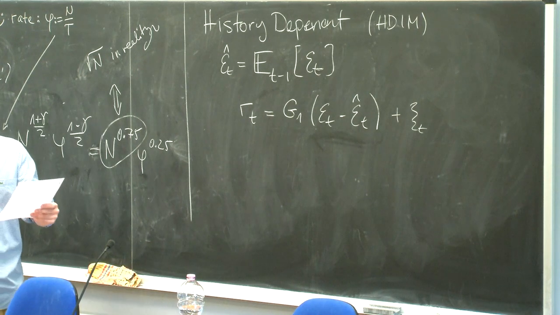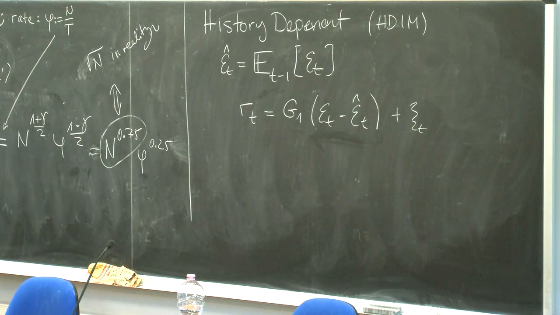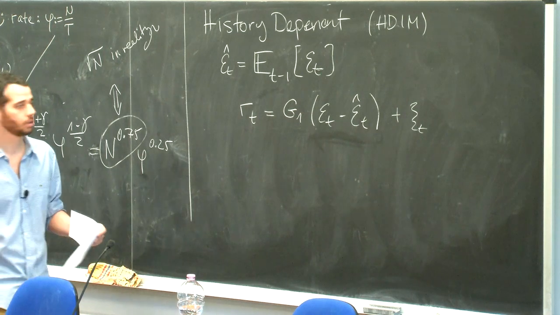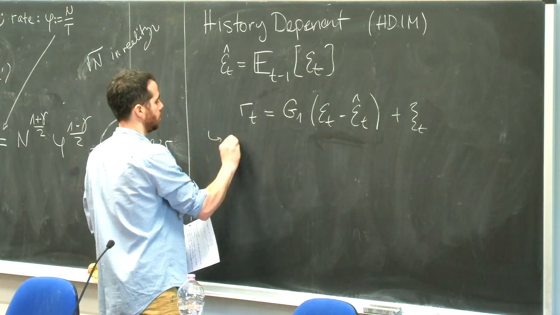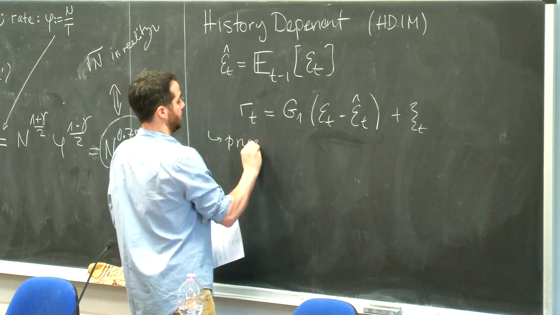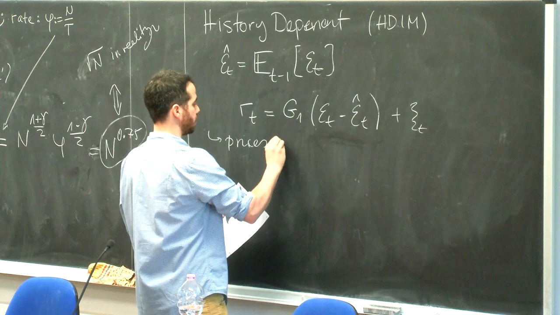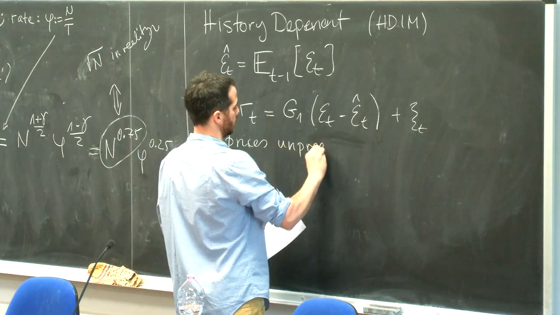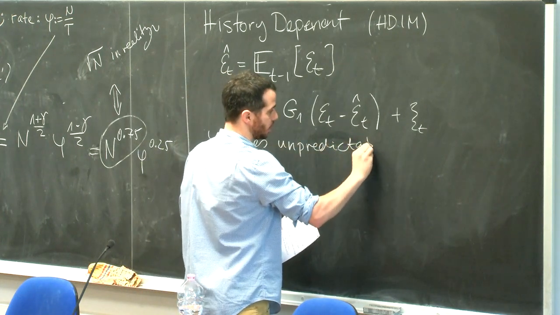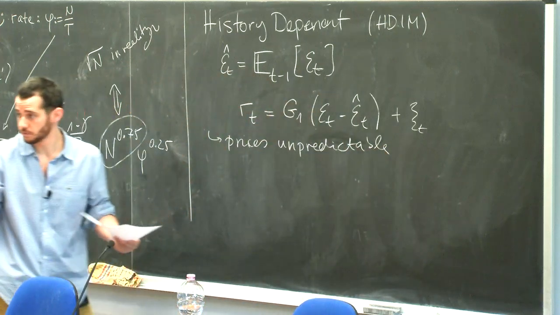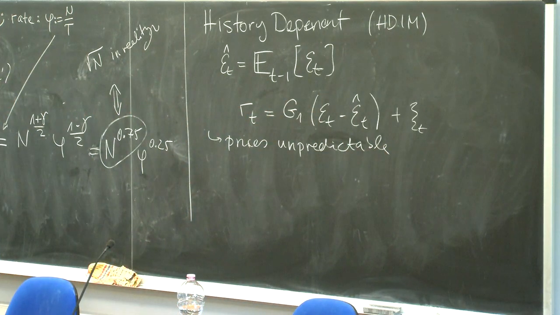Okay, so one can check that actually in this type of models, prices will be, by definition, non-predictable, a martingale type of condition. Check. Price is unpredictable, let's say like this. It's by definition in this type of models. It has to come out.